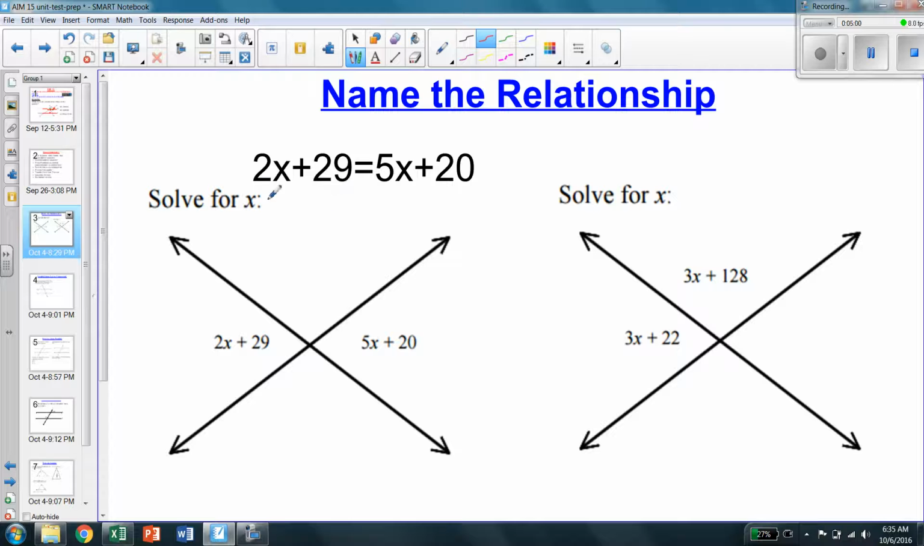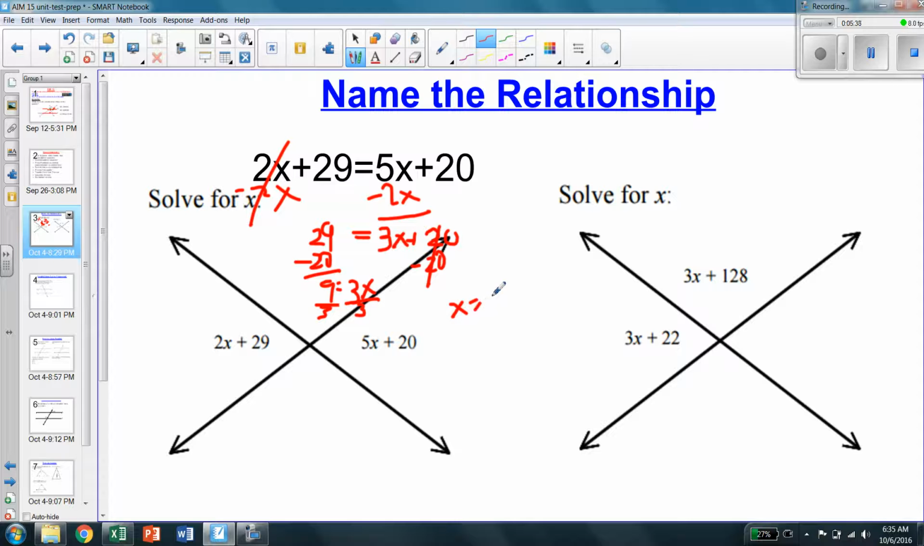So how do we do this? We would subtract 2x from both sides, and get 3x plus 20 equals 29. Well, we have the variable on this side, we want to isolate it, so we subtract 20 from both sides. We're here, 9 is 3x. Divide both sides by 3, and we get x is 3.